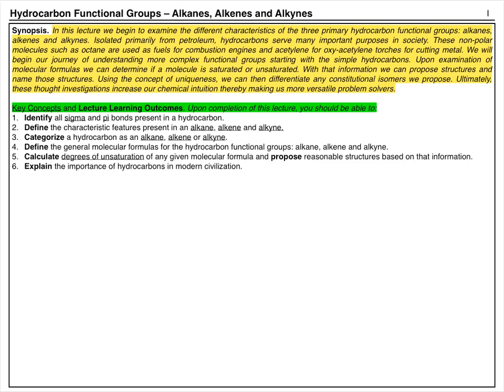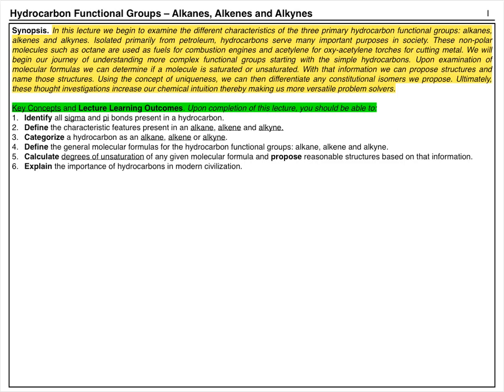Define the general molecular formulas for the hydrocarbon functional groups of alkane, alkene, and alkyne. Again, that's very important information, and from that we can extract a lot of details, specifically to calculate degrees of unsaturation of any given molecular formula, and then propose reasonable structures based on that information, and just to gain a general understanding of the importance of hydrocarbons in modern civilization.